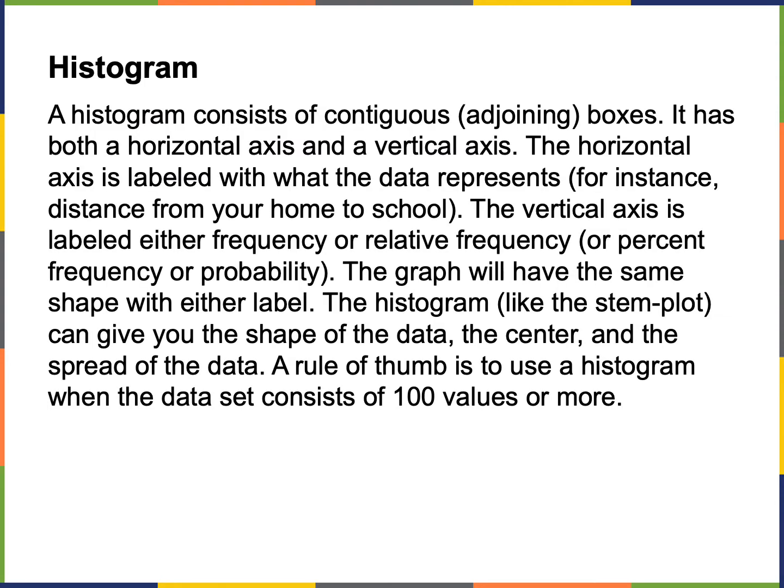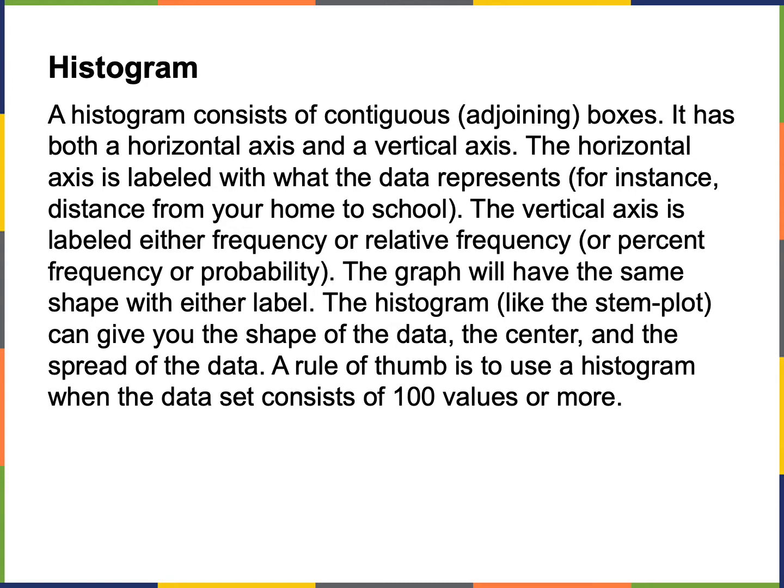Okay, histogram. A histogram looks similar to a bar graph, except that the histogram consists of boxes that touch. They're joining. They're next to each other. It has horizontal and vertical axes. The horizontal axis is usually what the data represents, and the vertical axis is either frequency, relative frequency, probability of happening, or percentage. Then the graph has the same shape either way.